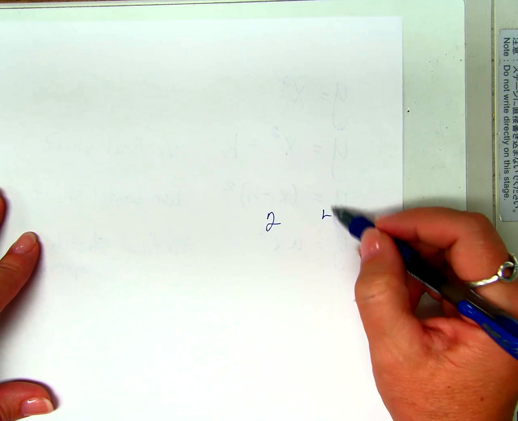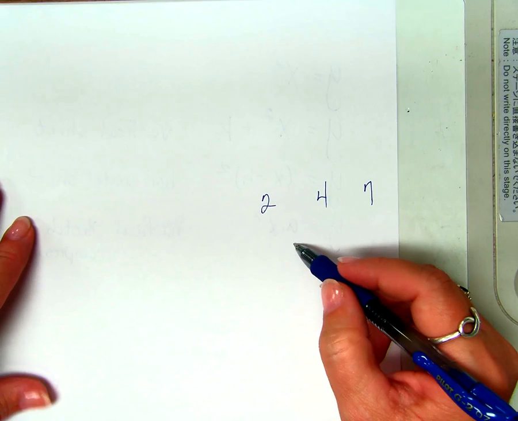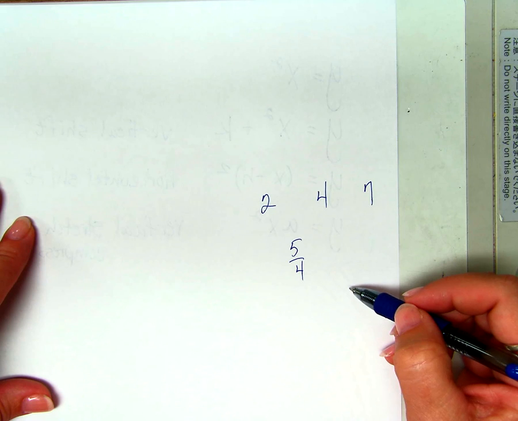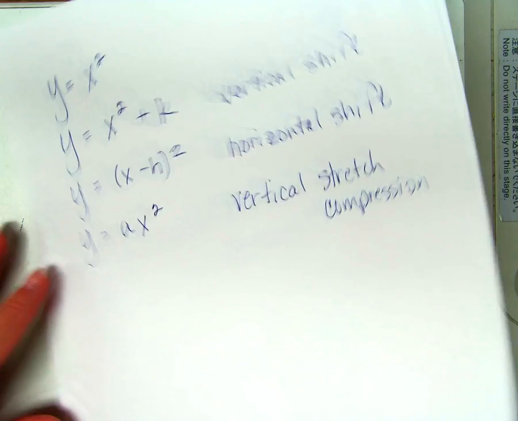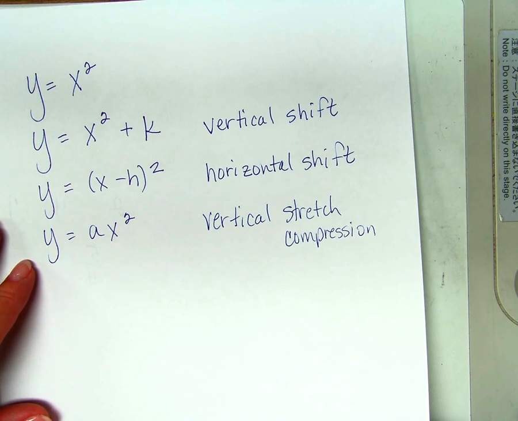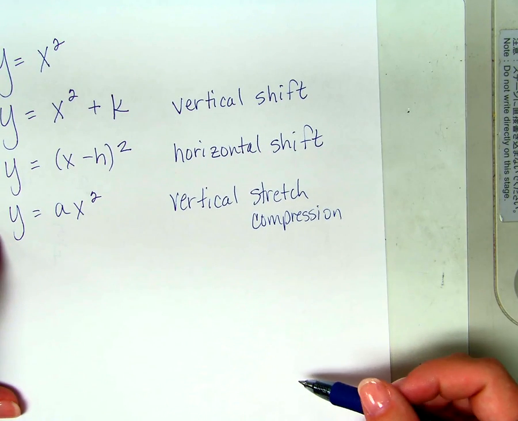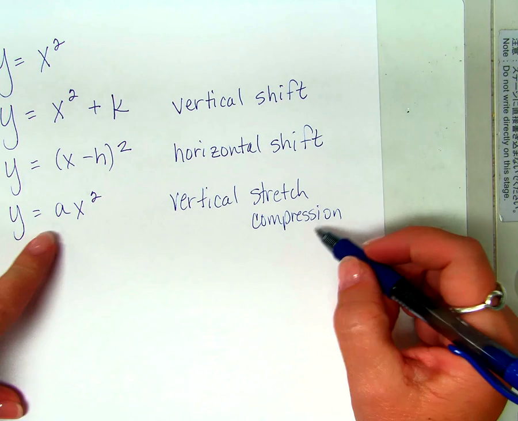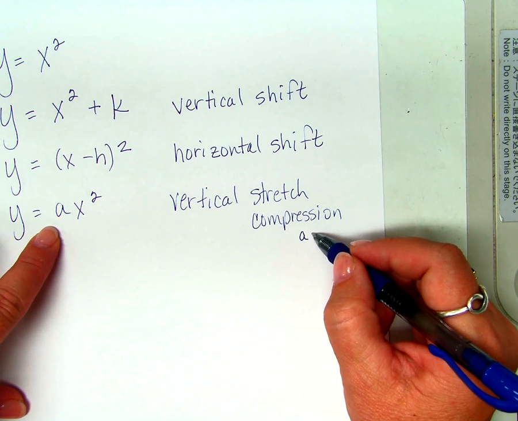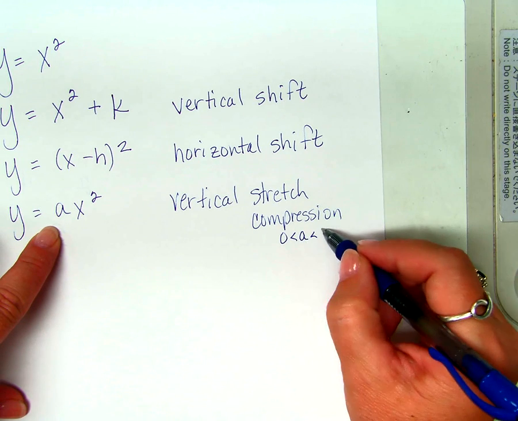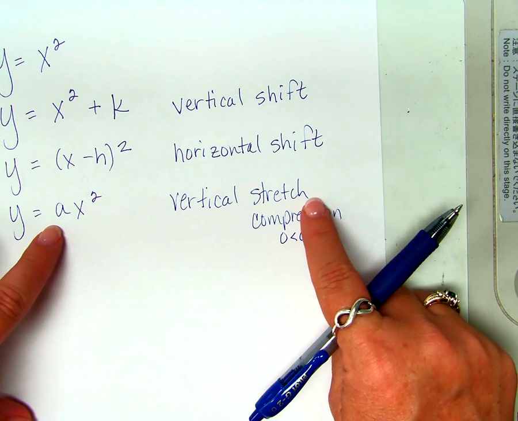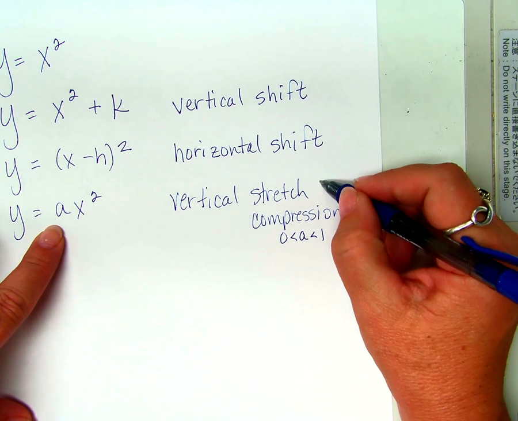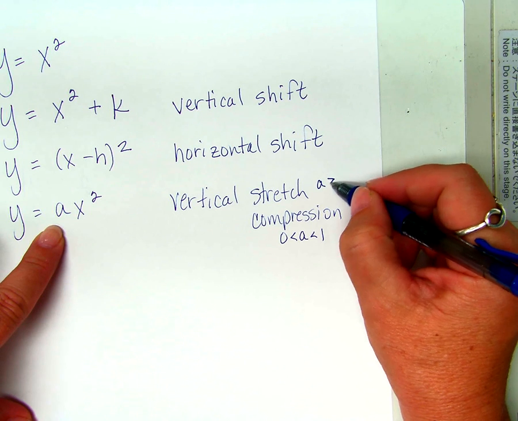Can I argue with you just a second? A whole number is 2, 4, 7. A fraction, like 5/4. So a number less than 1. Okay. Perfect. Which one is that one? The stretch or compression? So a number that's greater than 0 and less than 1 will cause a compression. So what's going to cause a stretch? A number greater than 1.